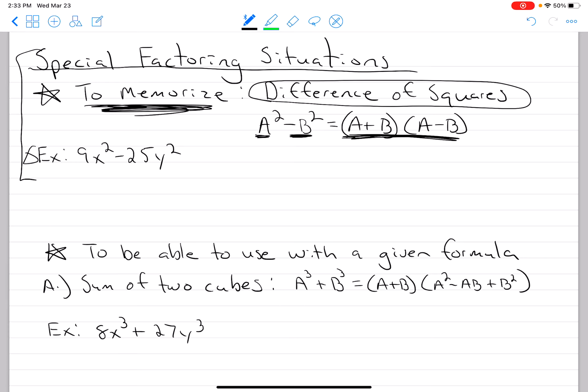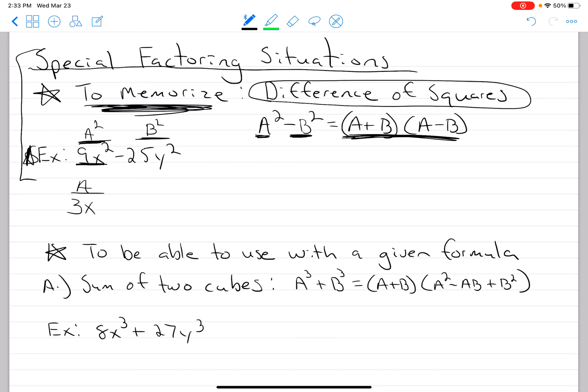Check out this example right here, okay? So 9x squared is a perfect square because this would be your A situation, right? 9 is 3 times 3, so I could take a square root of 9. x squared is a perfect square. The square root of that is x. So this would be my A squared term. So A would be 3x, because 3x times 3x equals 9x squared.